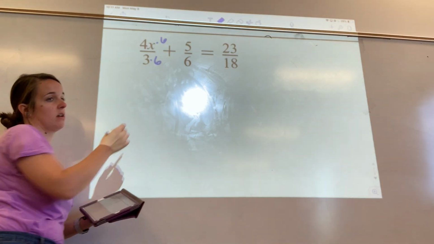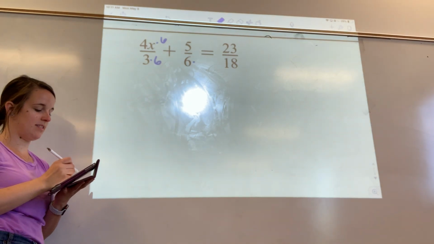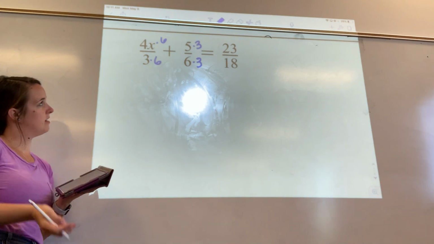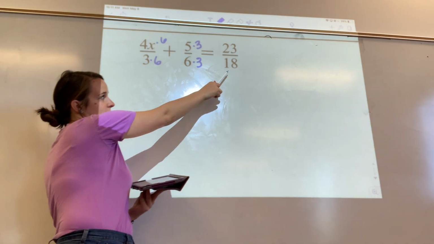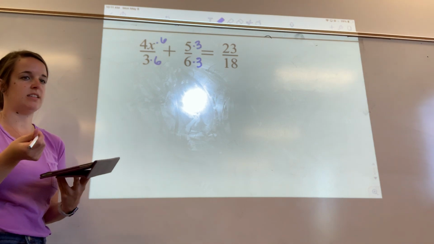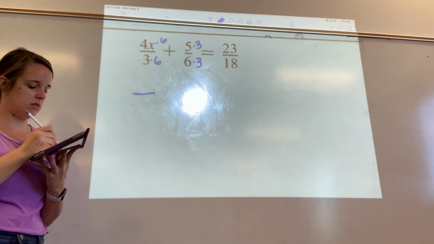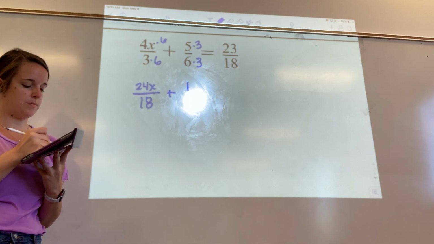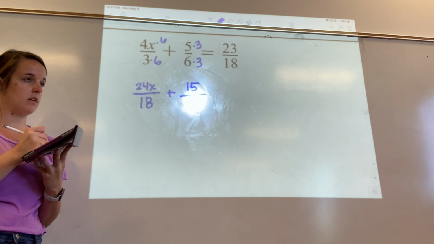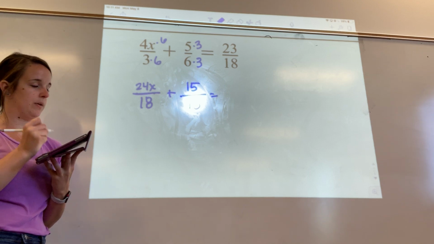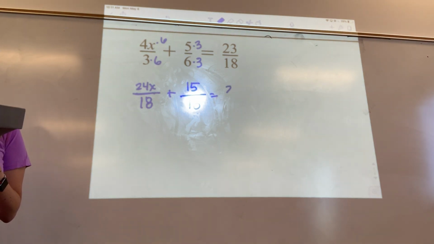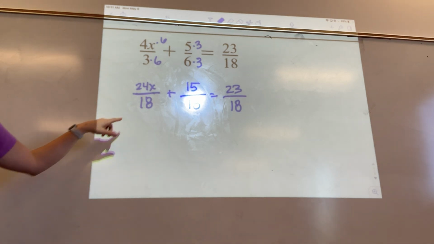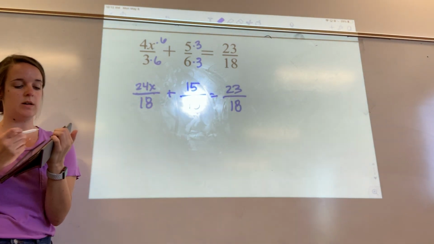What would I multiply the middle one by? 3, okay. 3 and 3. And then do I need to multiply that 18 times anything? No, because it's already 18. What would that make this fraction? 24x over 18 plus 15 over 18 is equal to what? 23 over 18.